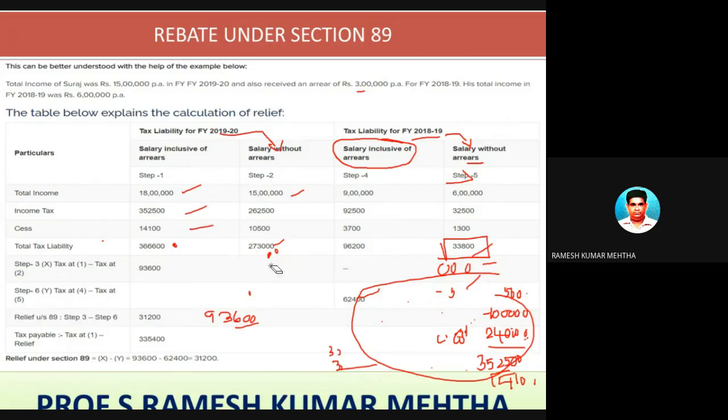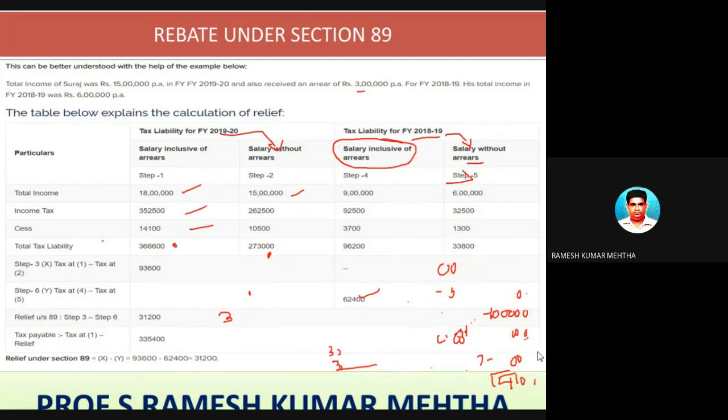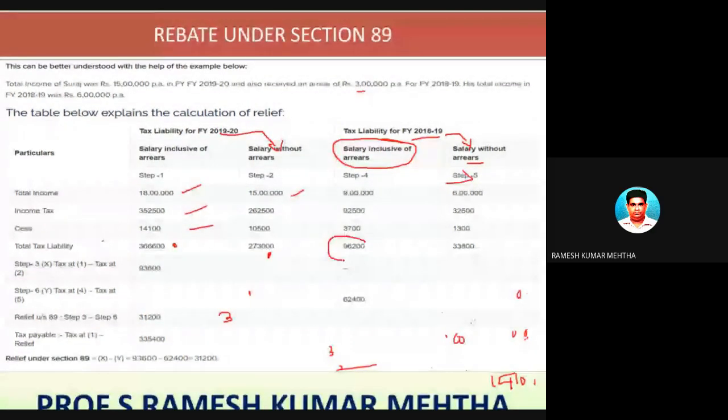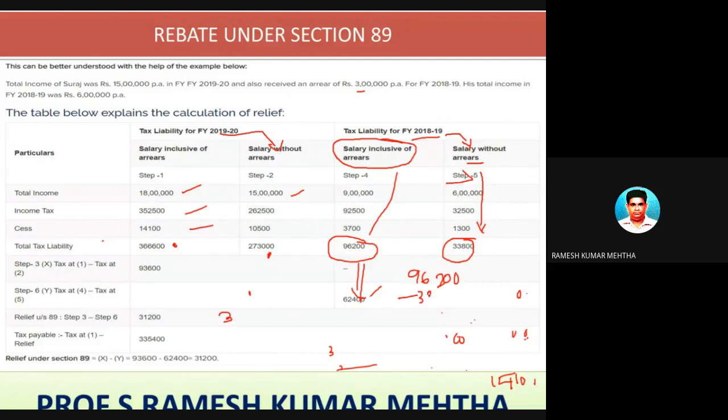Next one is now in the same way, from this 96,200 you have to deduct this 33,800 and you will get 62,400. 96,200 minus 33,800, you will get 62,400. So this also is clear and this also is clear.